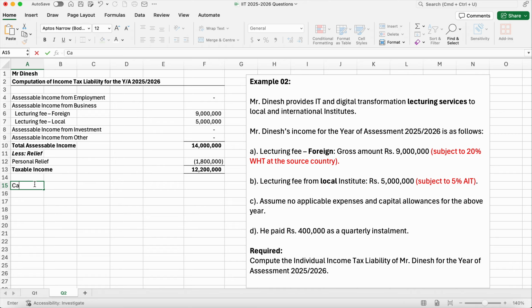I would say calculation of tax liability, let's say. Under that, there are two portions: one is foreign, the other is local. Because foreign income, as per the new law, is subject to tax at the rate of 15%, I will categorize this one. One is foreign, and another one is local.